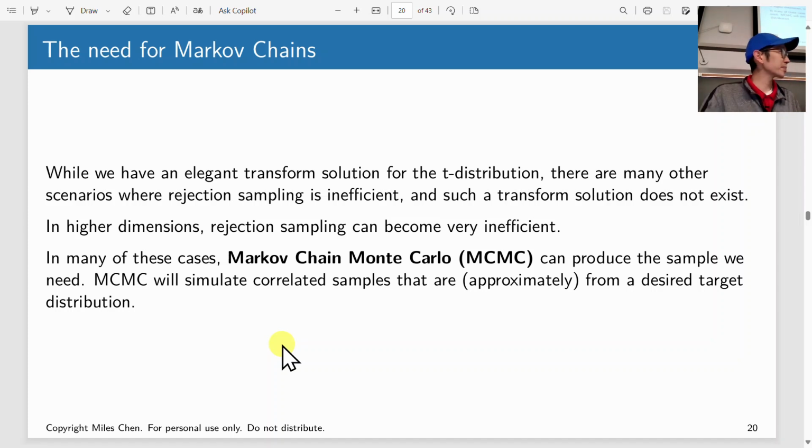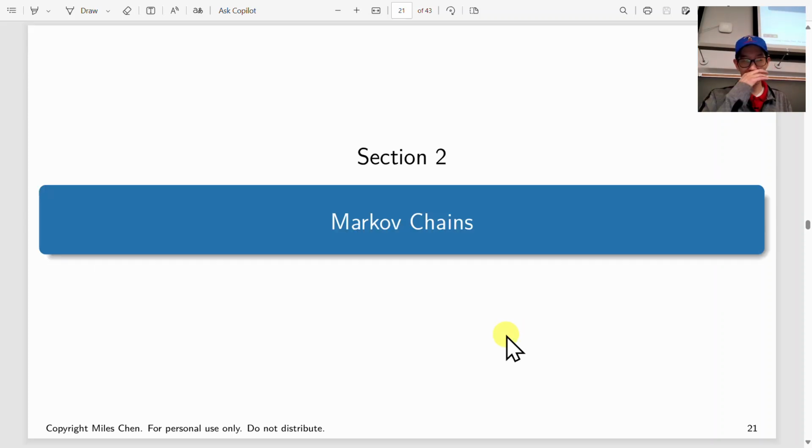Now, when you do MCMC, the random values produced will be correlated with one another. That comes with certain issues that you might have to correct for later. You might throw away some values and reduce the efficiency, but in exchange for more accuracy. You will get correlated samples that are approximately from a desired target distribution. Asymptotically, as your number approaches infinity, it will hit that target distribution, but we don't have infinite time.